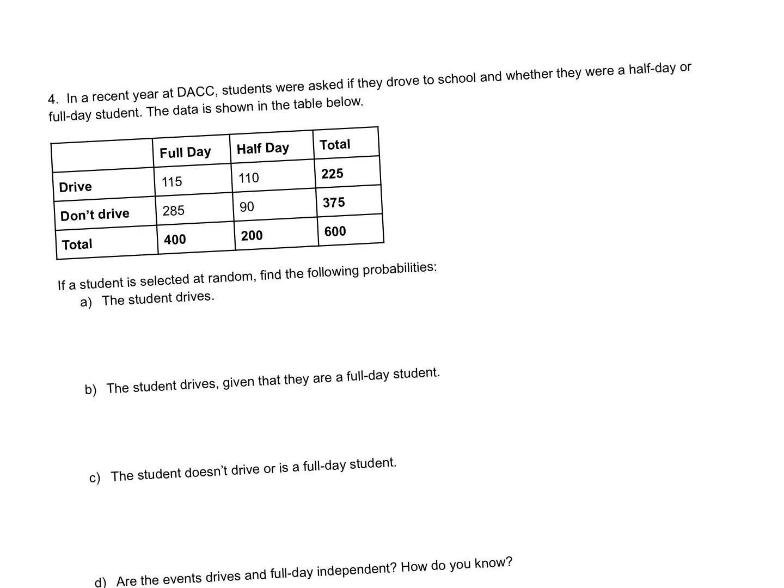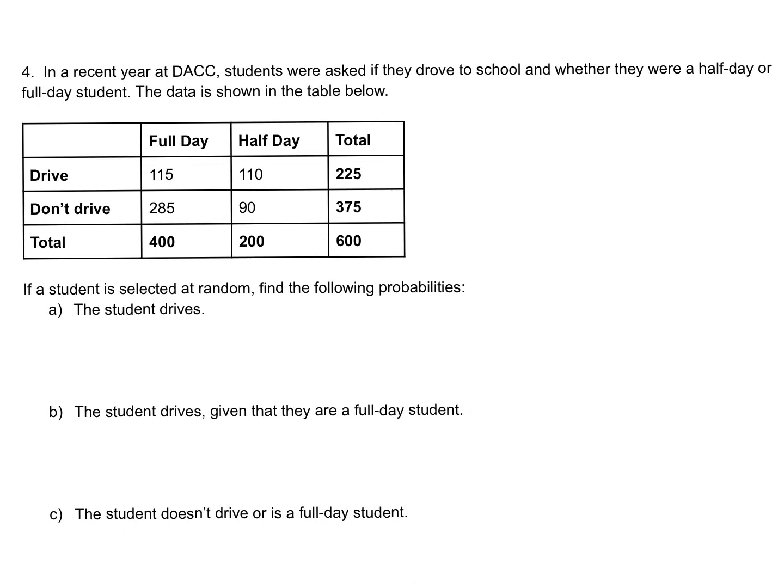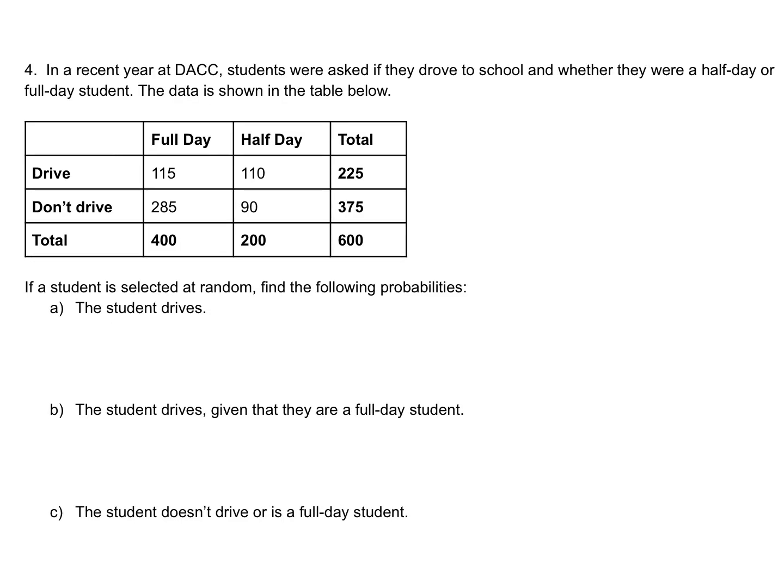The next problem, we have a table of information about DACC students and if they drive to school and then whether they are half day or full day. So we're now going to find probabilities associated with that. So the first probability we want to know is if a student is selected at random, the probability that the student drives. So that means we care about the row of students who drive. So probability a student drives is going to be 225 over 600, which is just 0.375.